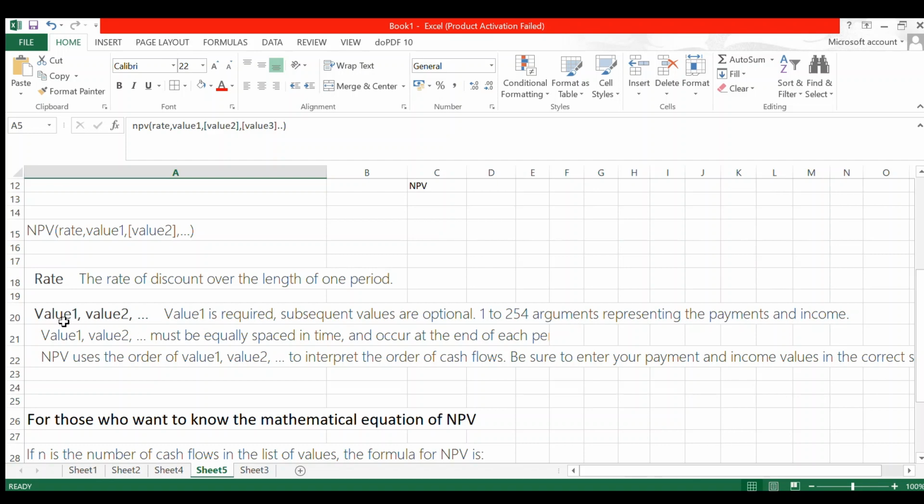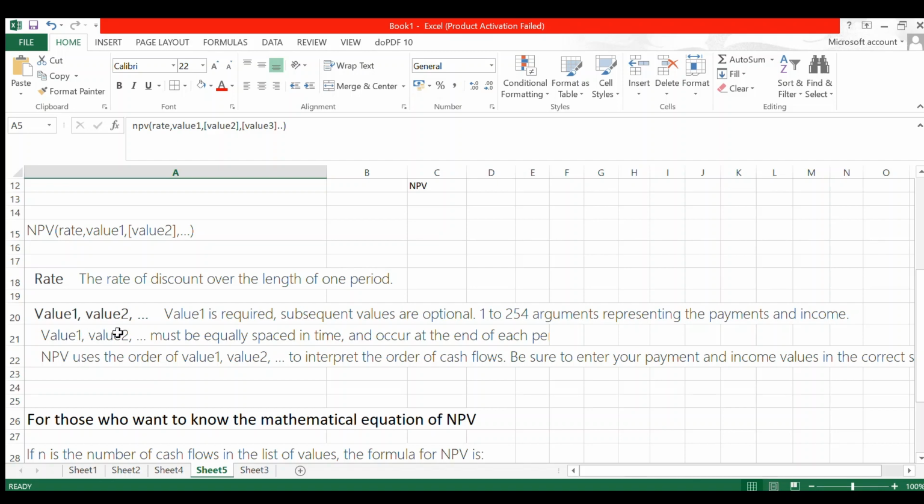Value 1 is the cash outflow. That is the amount that you are investing at the beginning of the first year in your project or the investment option. From value 2 to value 254, these are the cash inflows you are getting from the project or the investment. So, simply saying, value 1 is the payment and value 2 to value 254 are the incomes. Value 1 and value 2 up to value 254 must be equally spaced in time and occur at the end of each period.